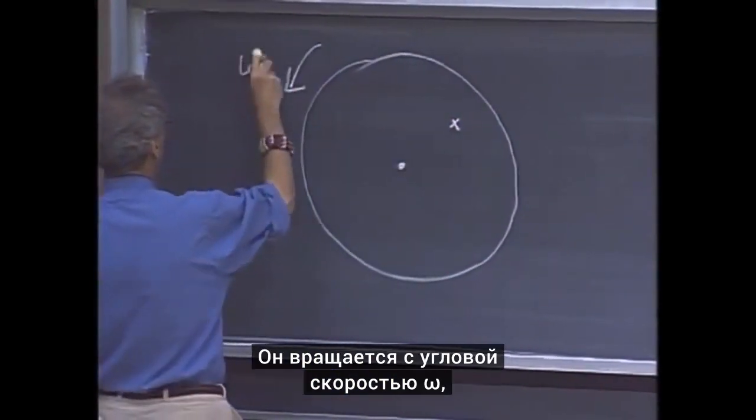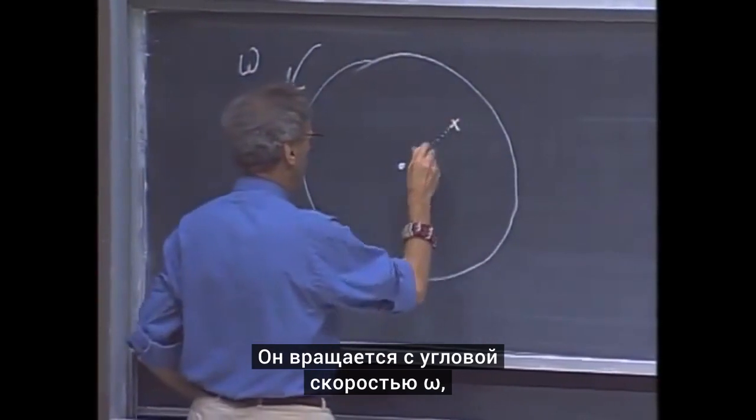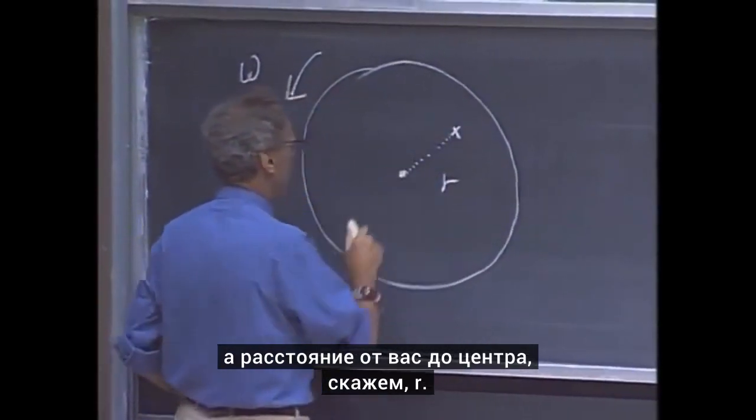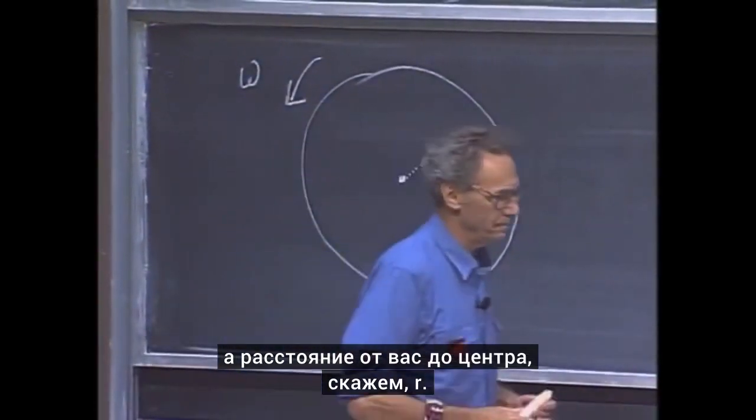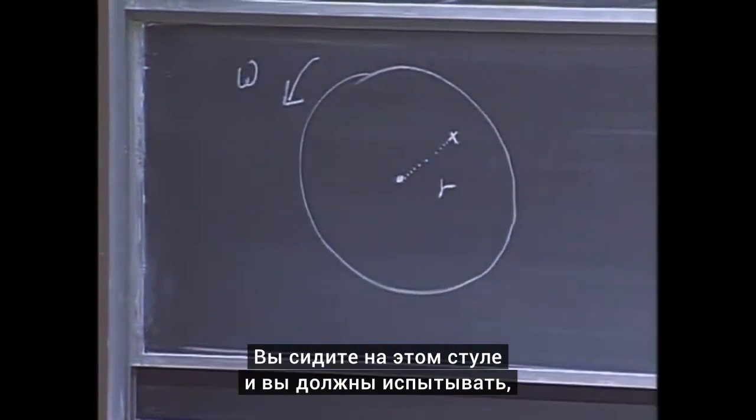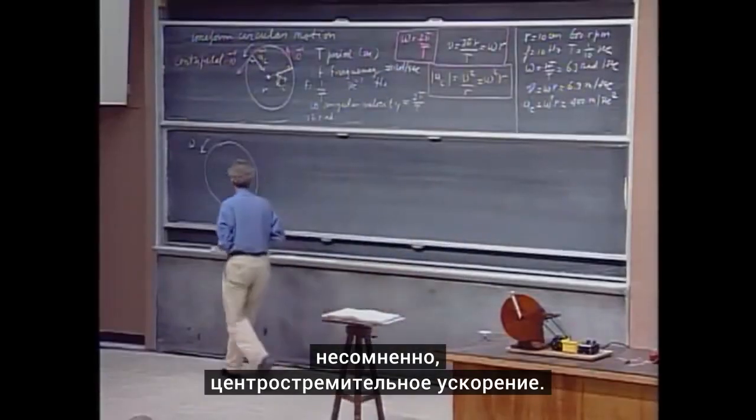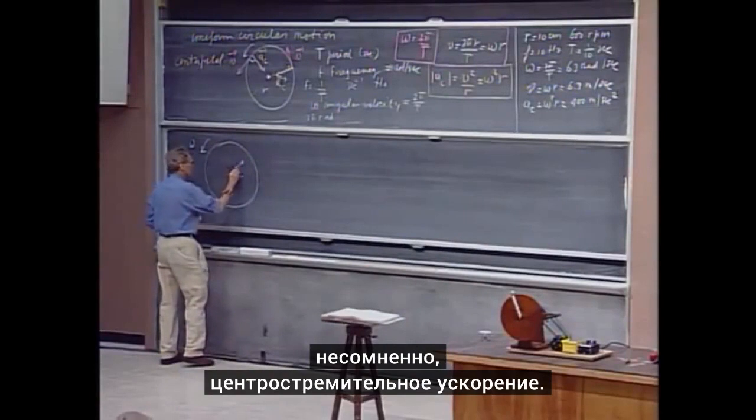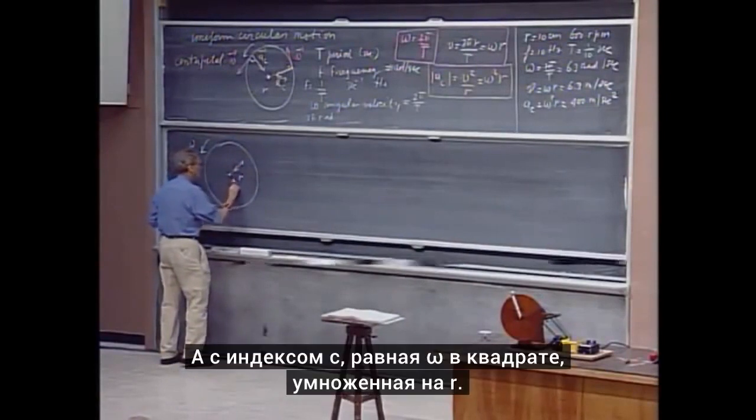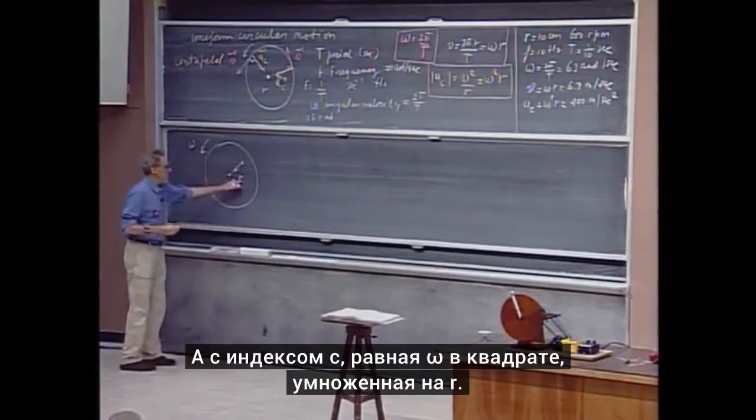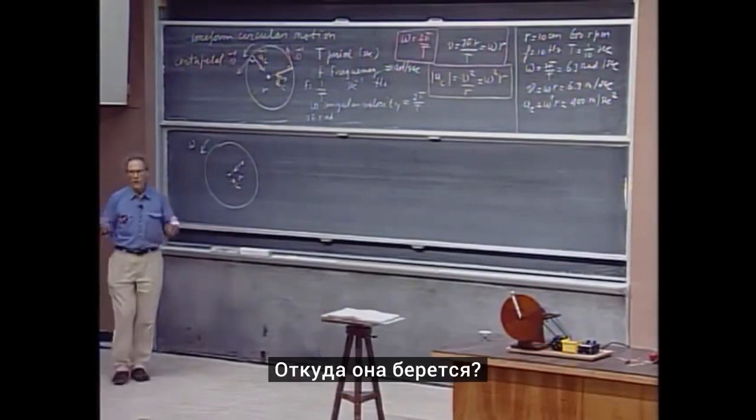It's going around with angular velocity omega, and your distance to the center, let's say, is little r. You're sitting on this chair, and you must experience, that is non-negotiable, centripetal acceleration, A_c, which is omega squared times r. Where do you get it from?